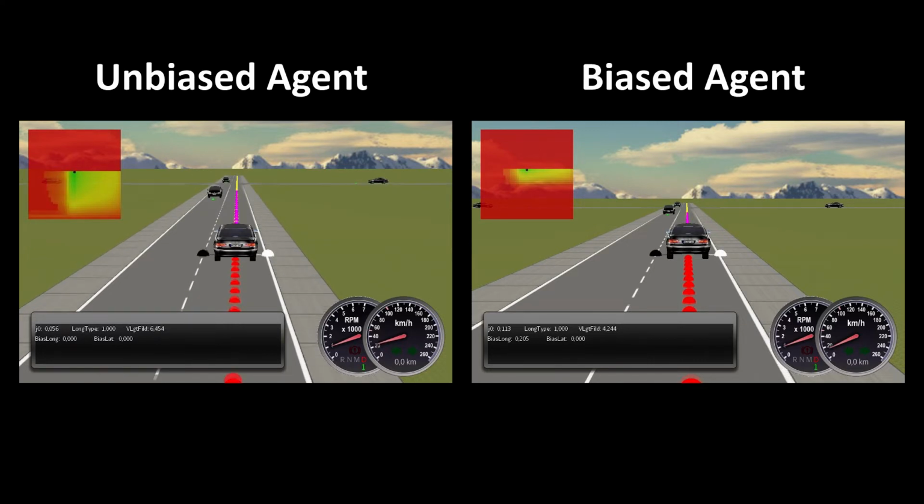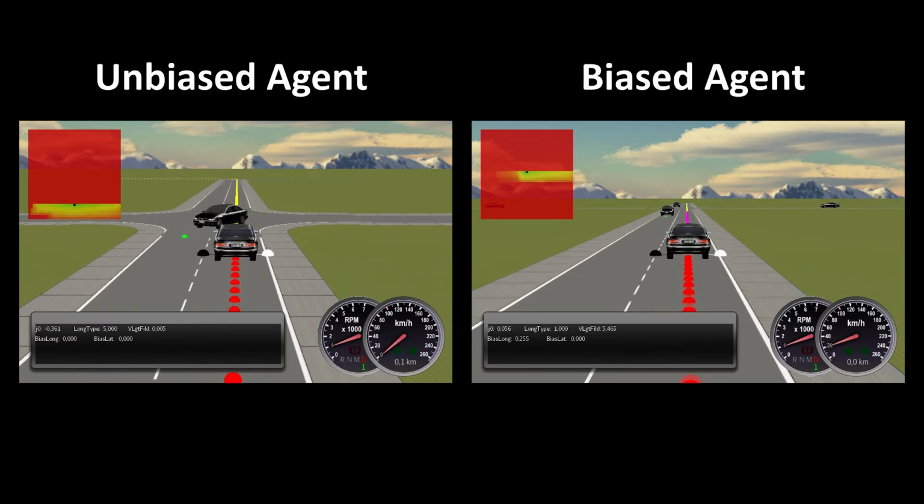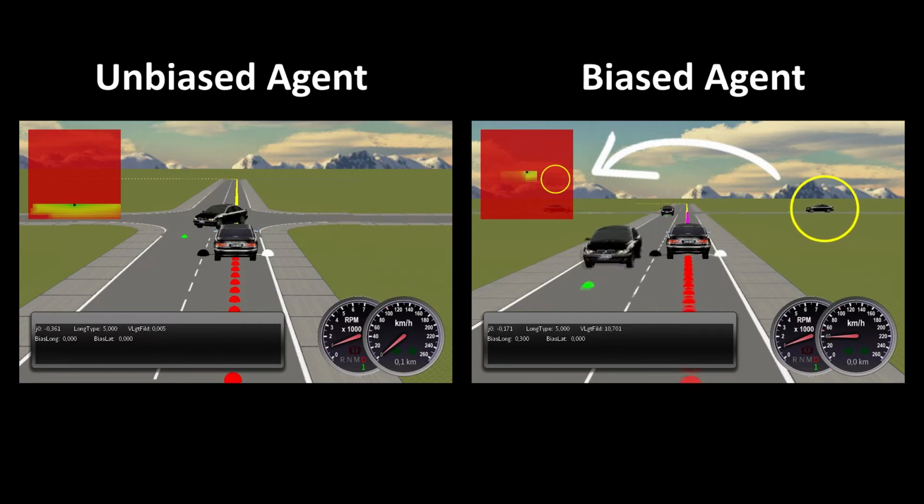On the unbiased agent, the pass affordance is partially inhibited here because of two crossing oncoming vehicles, so the agent chooses to stop at the crossing, because stopping has a higher value, indicated by the green area on the motor space map. The biased agent chooses to pass, however, because it has detected that crossing obstacles leave sufficient room for passing.